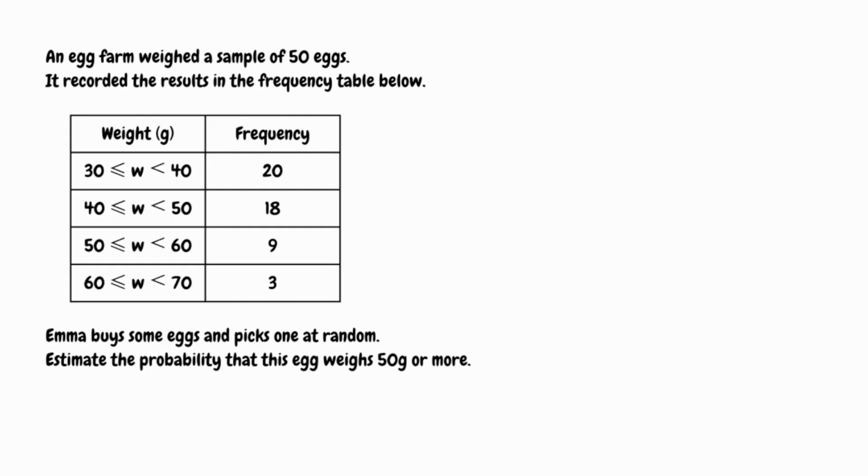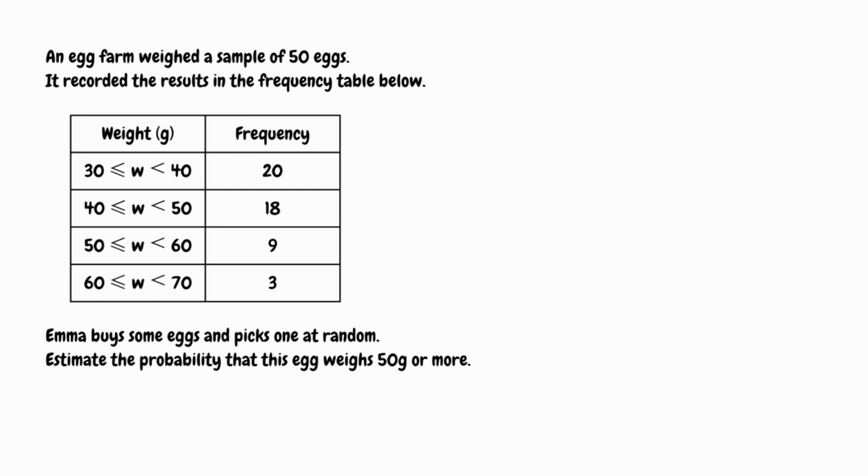Okay, and for this final question, we have that an egg farm weighed a sample of 50 eggs. It recorded the results in the frequency table below. Emma buys some eggs and picks one at random. Estimate the probability that this egg weighs 50 grams or more. So to begin with, we want to take a look at the sample of eggs from the egg farm. And we want to identify in their sample how many eggs weighed 50 grams or more.